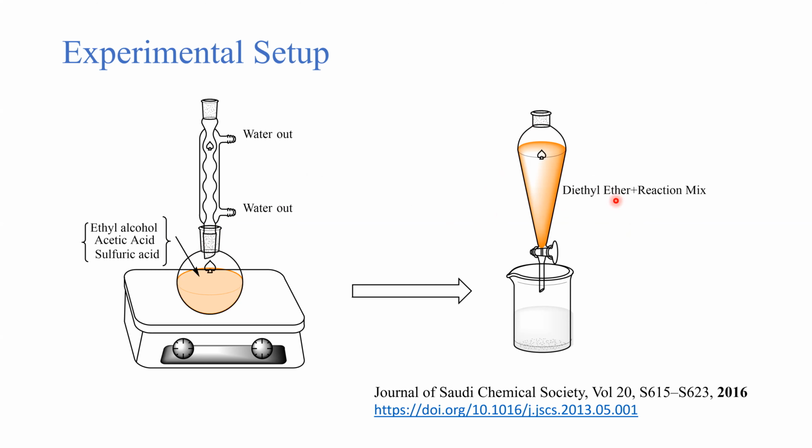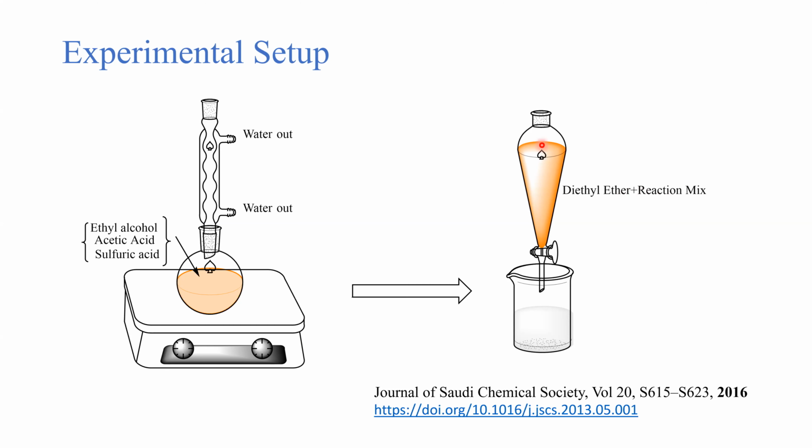And the diethyl ether we use is because most of the esters have a very low boiling point. So that's why we prefer to use the solvent diethyl ether, because it has a very low boiling point. So its evaporation is not damaging our product, and we can easily extract our ester product here.